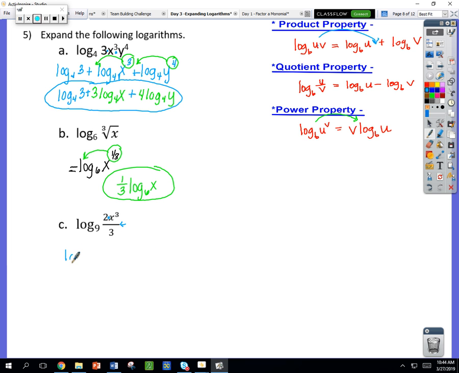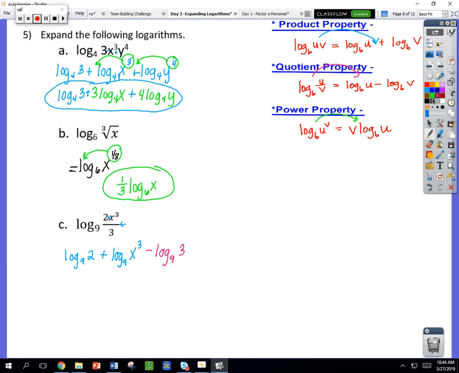So I've got log base 9 of the first thing, which was 2, and that's being multiplied to the next one. So I'm going to use the addition, because multiplication goes to addition. Log base 9 of x to the third, that's what it was being multiplied to, 2 times x to the third. And then the whole thing was being divided by, so now I'm going to use the quotient property. So I'm going to subtract another log base 9 of what's being divided by, which is 3.